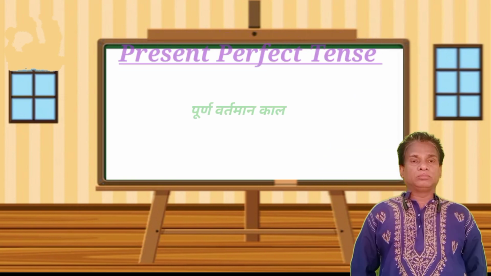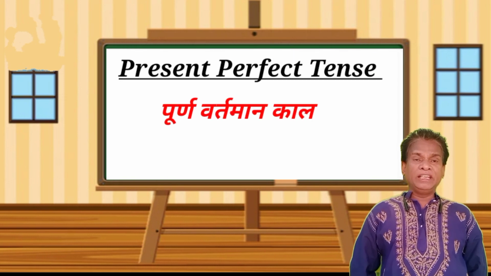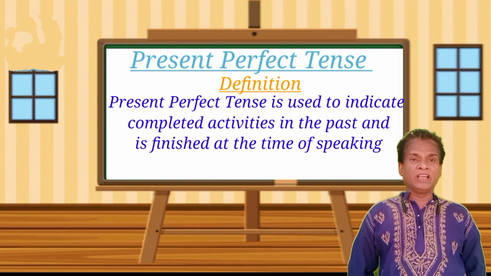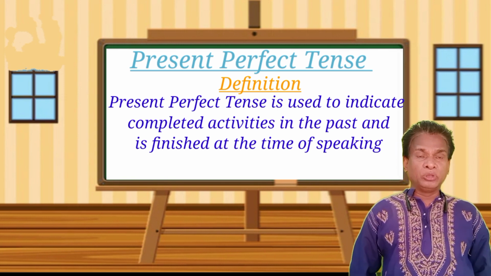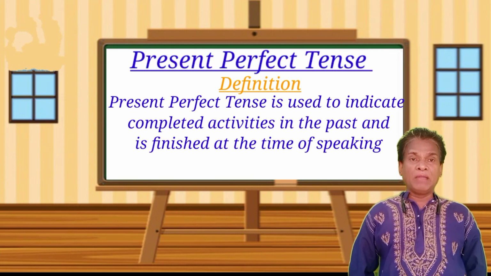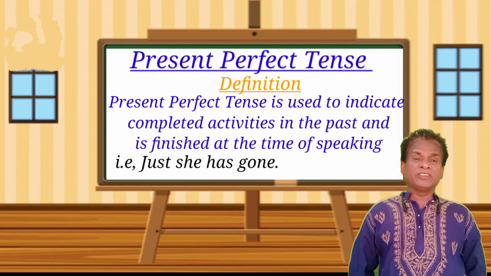Let's start. Present perfect tense. In Hindi it is known as पूर्ण वर्तमान काल. Definition: the present perfect tense is used to indicate completed activities in the past and is finished at the time of speaking. Example: just she has gone.